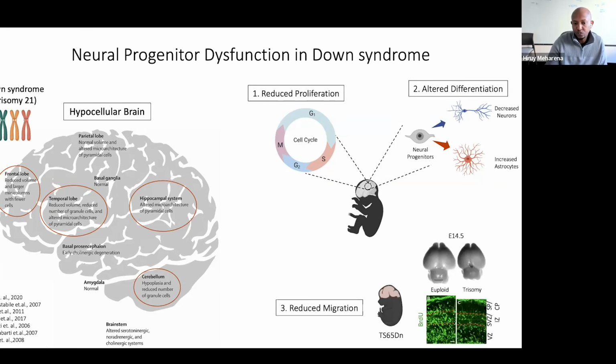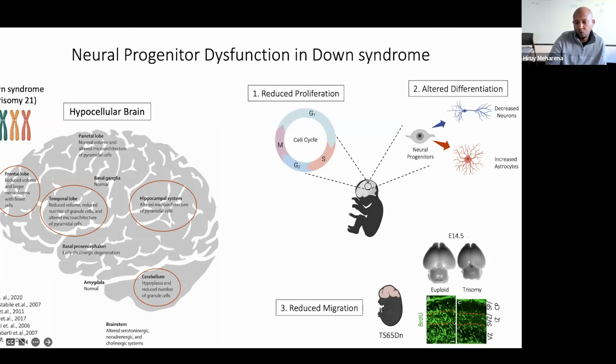The third one, which has been predominantly looked at utilizing a mouse model for Down syndrome called TS65DN, and other mouse models as well, is that there's a significant reduction in the migration of these neuroprogenitor cells during development. And we require cell migration of these neuroprogenitor cells because we need a specifically layered cortex that allows us to have a good connection with other regions of the brain.